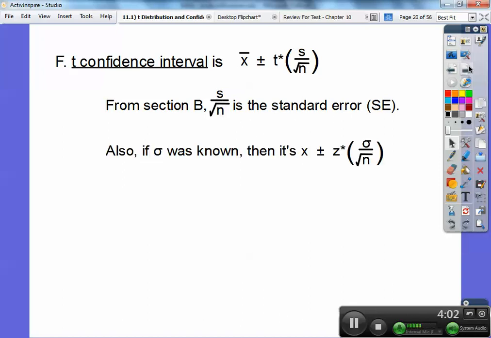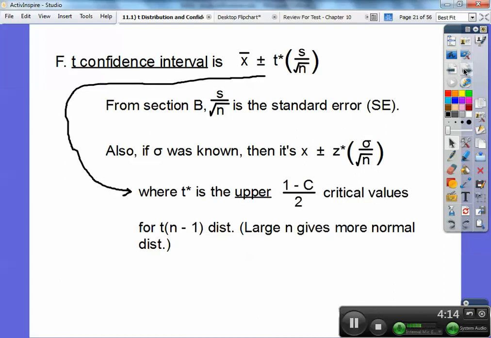All right. Also, if the standard deviation was known, then I'd use this formula. This is from the last chapter. See the difference? Only the standard deviation is from the population here, and this is from the sample standard deviation right there. Alrighty? Okay.